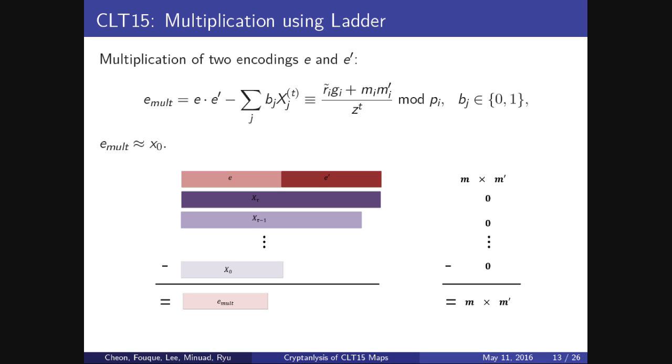The right side is the corresponding encrypted values. Since ladders are encodings of zero, the size reduction does not alter the encoded value. So we can multiply encodings while maintaining their size under X0.